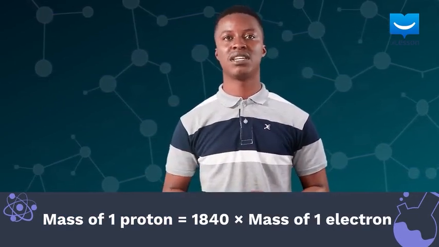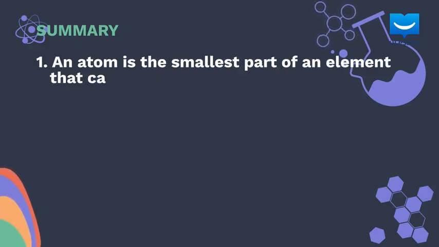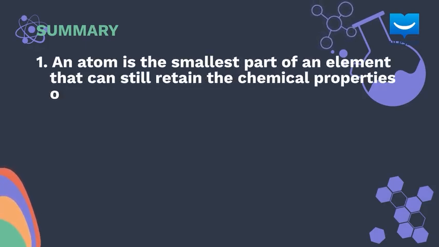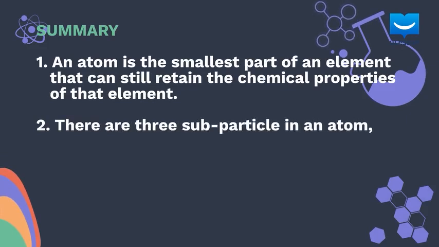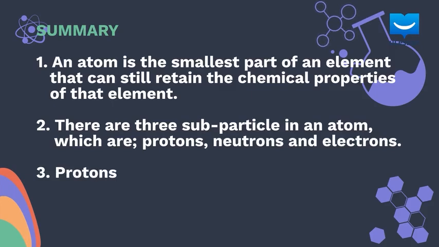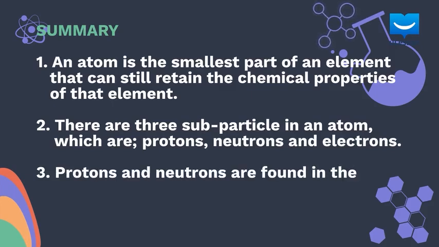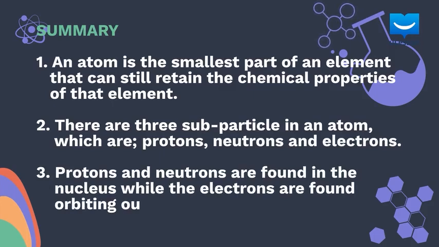Now let's go over what we've learned in this lesson. 1. An atom is the smallest part of an element that can still retain the chemical properties of that element. 2. There are 3 subatomic particles in an atom, which are the protons, the neutrons, and the electrons. 3. The protons and neutrons are found in the nucleus, while the electrons are found orbiting outside the nucleus.